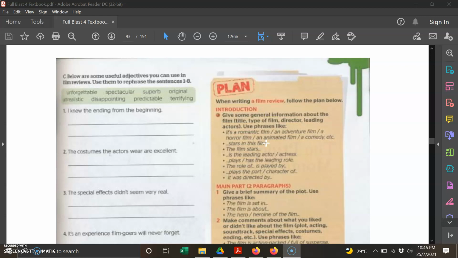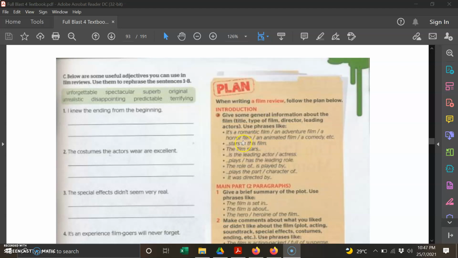Okay. One reminder for you, when you write a movie review, you are encouraged to use the present tense. Okay, even though the story is about something that happened in the past. Okay, for example, about MH370 or MH17. If there is a movie about those two events, you still need to use the present tense in your movie review. Okay, we continue. You may use phrases like, boleh gunakan frasa seperti it's a romantic film, or an adventure film, a horror film, an animated film, or a comedy, etc.